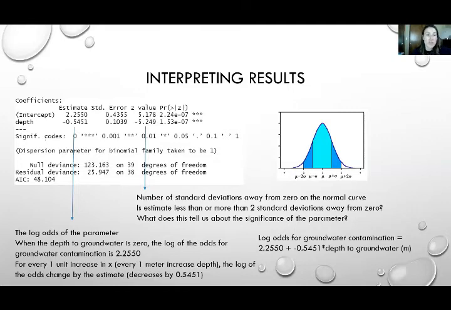So there are 3 important things that I'm going to want you to be able to identify from these sorts of summary results. And that's the estimate. You're going to need to know how to turn that into the equation. That's the Z value and understanding that 2 standard deviation cutoff. And then that's the P value and remembering to compare that to our alpha.